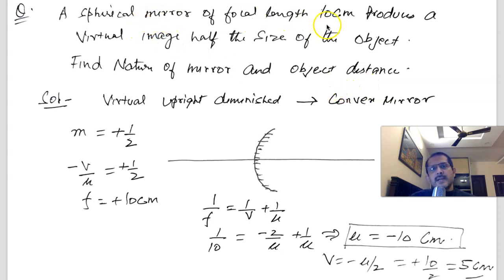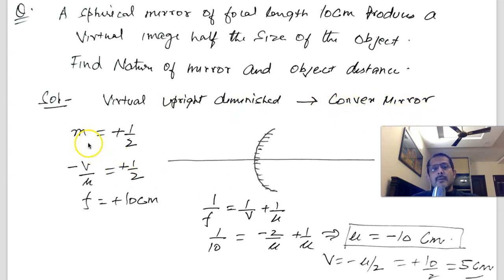Now, the first thing here is it says spherical mirror, focal length is 10 centimeter, and it says virtual image. So if it is a virtual image, then we know it is an upright image. Then it says half the size of the object, so that means the magnification is half. When it says upright, the sign here would be plus. Also, when it is virtual, upright and diminished, you can say that it is a convex mirror.